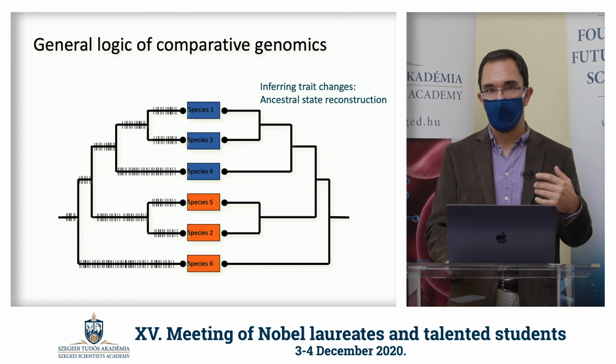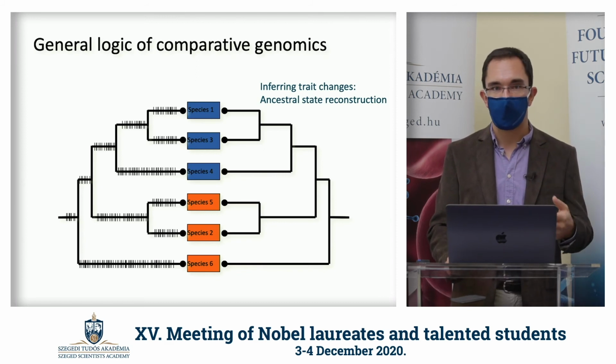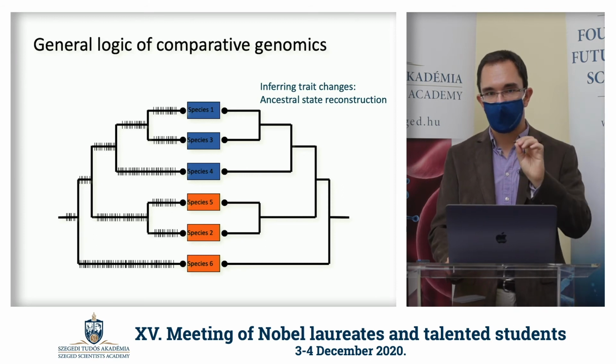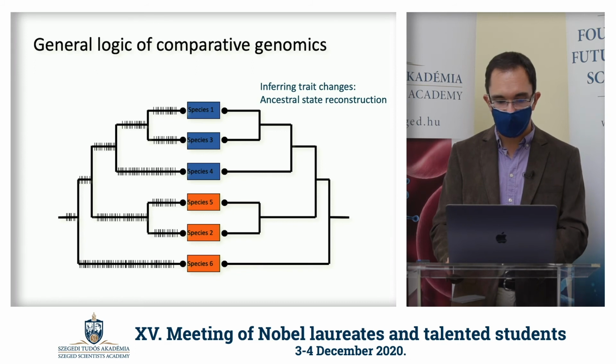So we can use again bioinformatic methods like ancestral character state reconstructions to infer where on this phylogenetic tree the trait has changed.